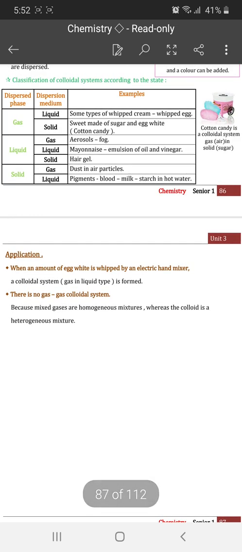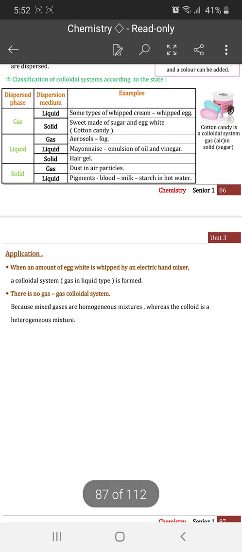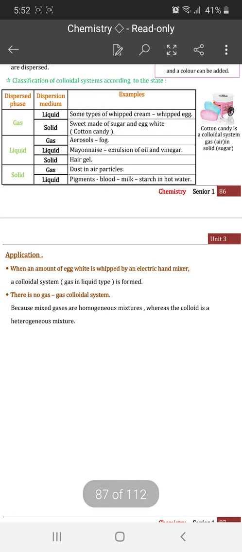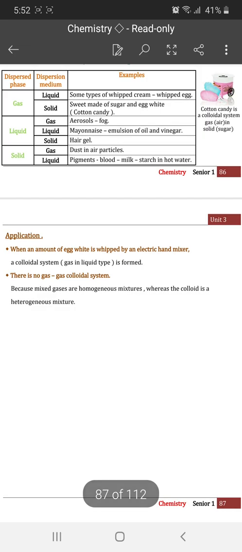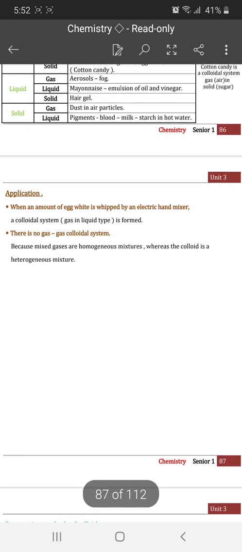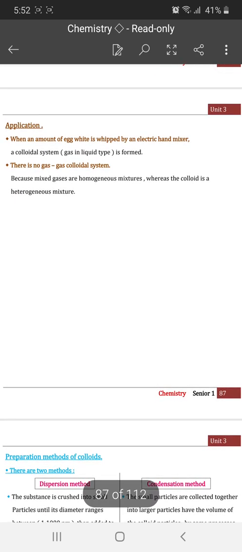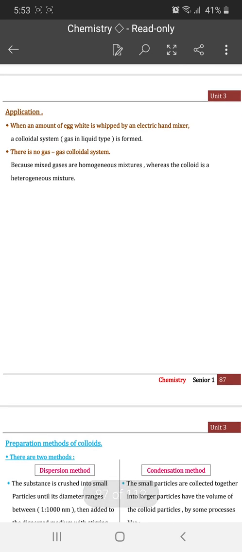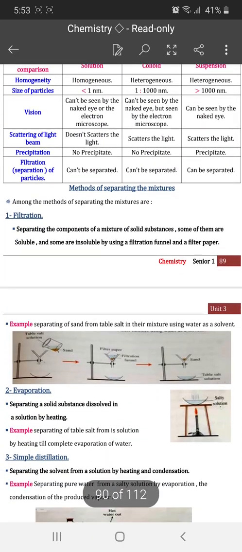Also liquid in gas like aerosols and fog, and liquid in liquid like mayonnaise, an emulsion of oil and vinegar, and liquid in solid like hair gel, and solid in gas like dust in air particles, and solid in liquid like pigment, blood, milk, and starch in hot water. When an amount of egg white is whipped by an electric hand mixer, a colloidal system is formed. There is no gas colloidal system because mixed gases are a homogeneous mixture, whereas a colloidal system, as you know, is a heterogeneous mixture.